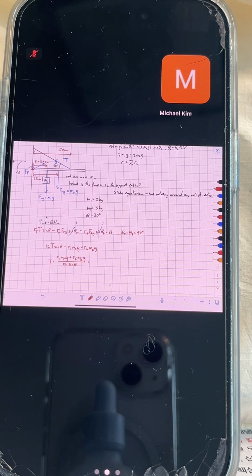Okay. And so now we just plug in our values. So I've got 0.2 meters times, oh sorry, I called this M1, so let me be consistent here. R1, M1, R1, M1. So this should be R, R, R, O.